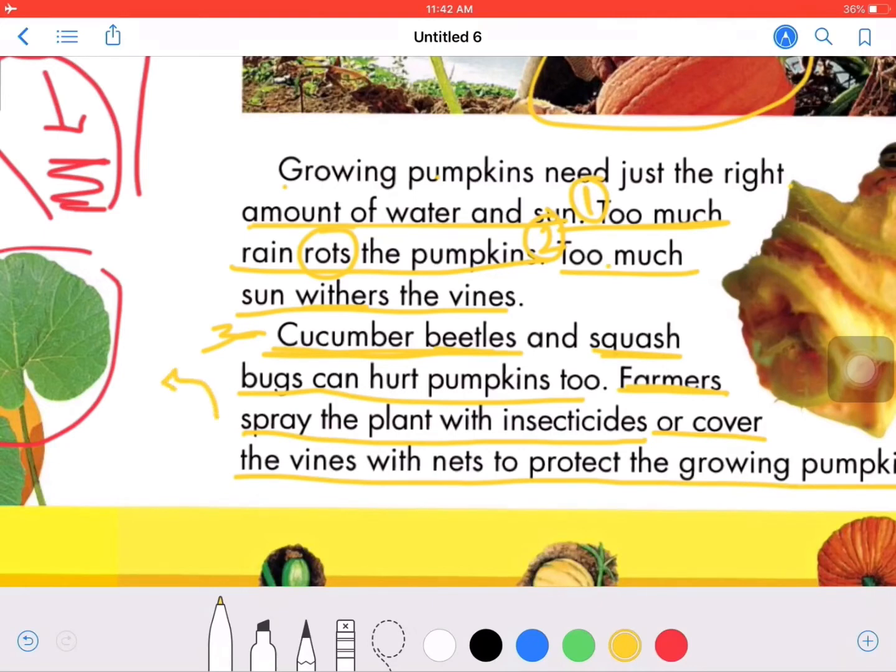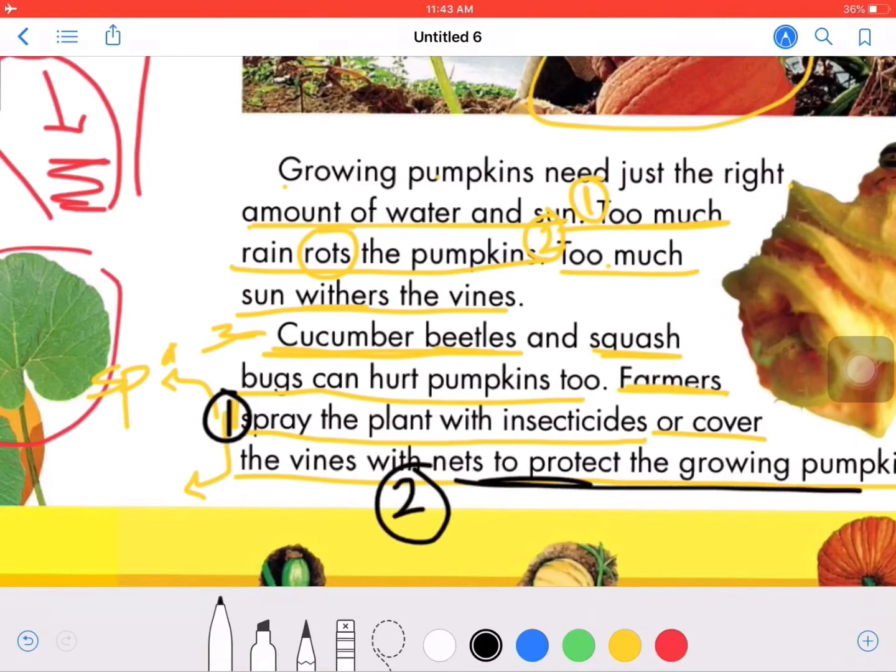So there are 2 ways to keep the bugs away from the pumpkins. The first is spray. Number 1, spray the plant with insecticides. What is insecticide? Insecticide is like spray, like this. Farmers spray it over the pumpkins and the vines. Why? To keep the insects, the bugs, away from the plant. Okay. Number 2, they use nets to protect the growing pumpkins, to cover the pumpkin with the net, so an insect cannot come to the pumpkin. Okay.